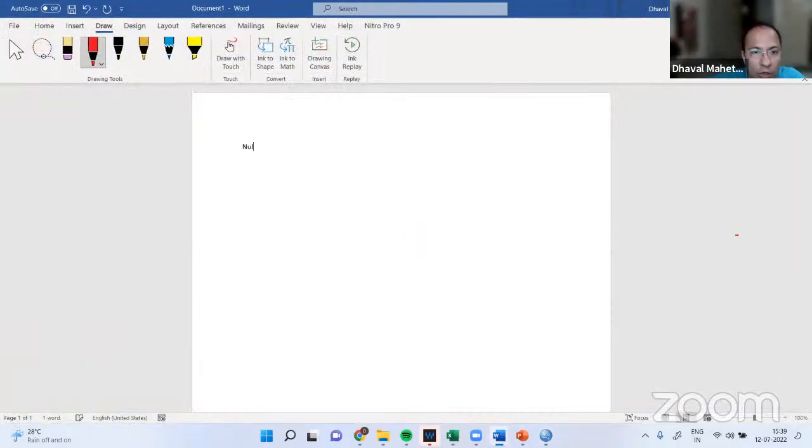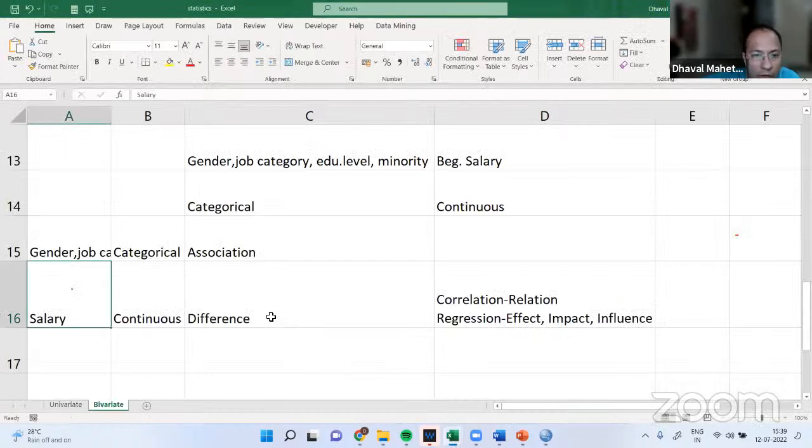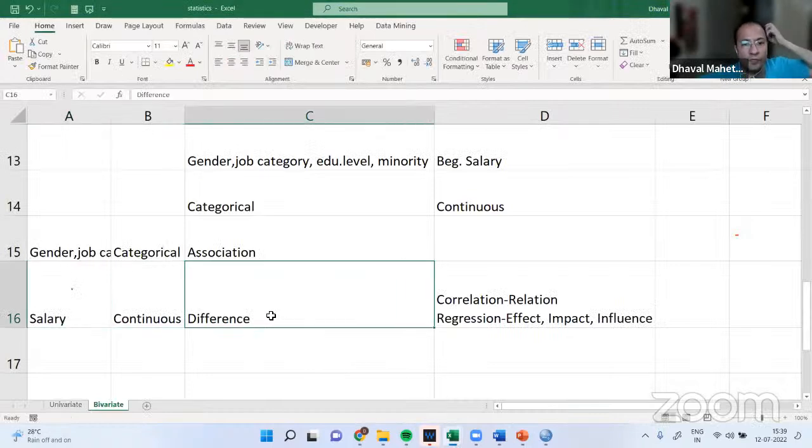So first I'll write down null. What are our default settings? What we should always write first? No and significant. These are our default settings. Okay. You want to take gender and salary. No significant difference between gender and gender. So we will enter into this compartment and I'll pick up this word difference.